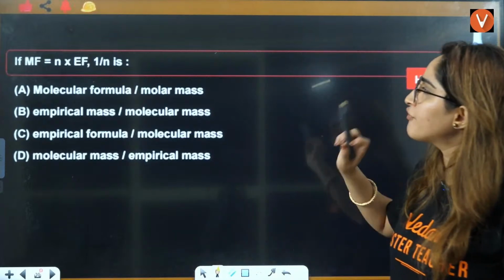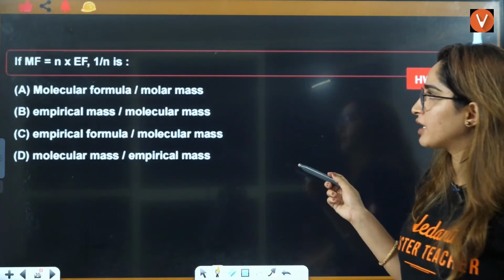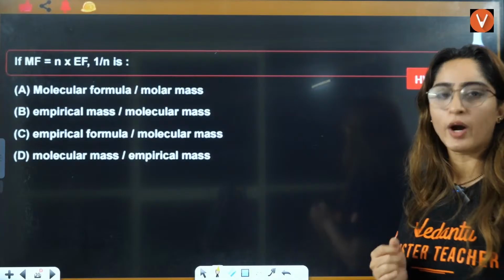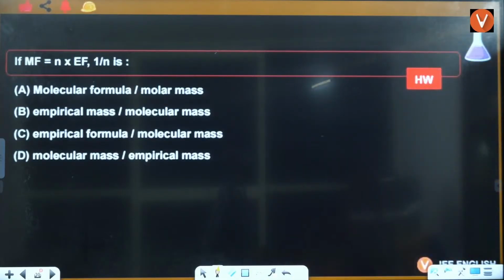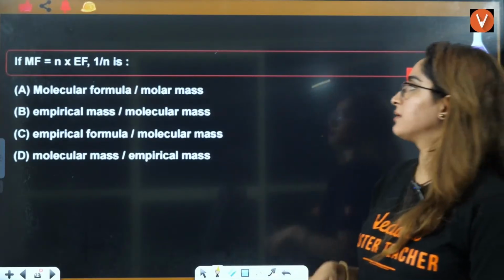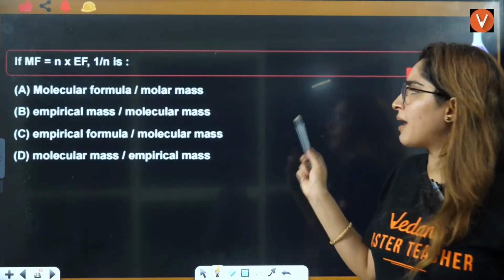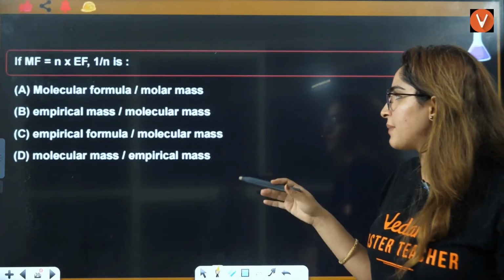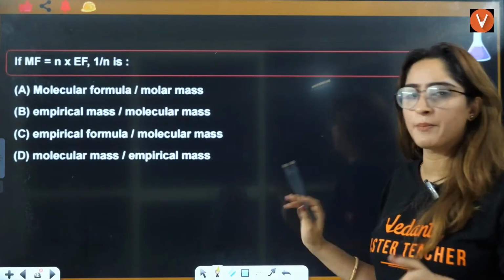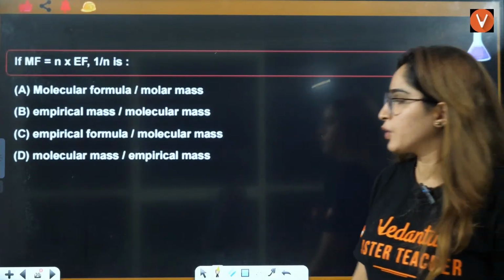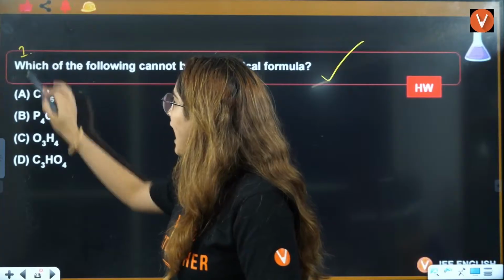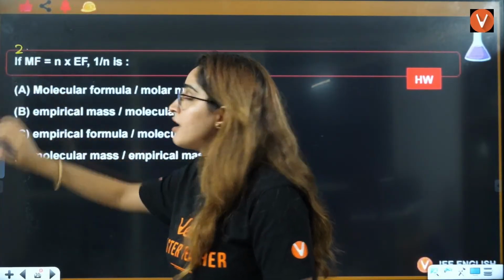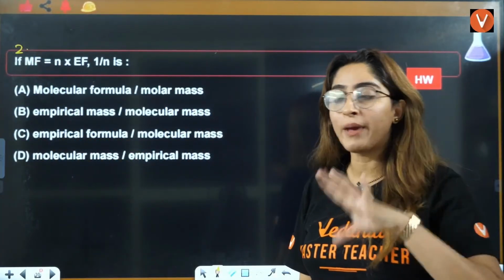Then this is, if molecular formula is equal to n into empirical formula, then 1 by n is what? Students, very good. Then what is the value of 1 by n? Empirical formula by molecular formula, that is, molecular mass by empirical formula mass. This is the second question. First, and this is second, and I want to see your homework in the comment section.